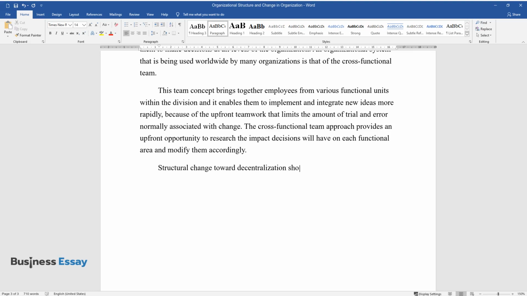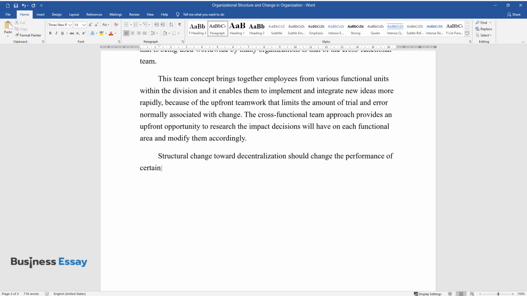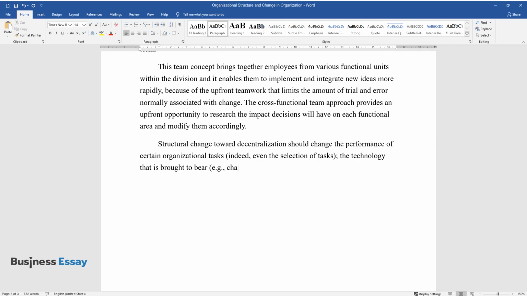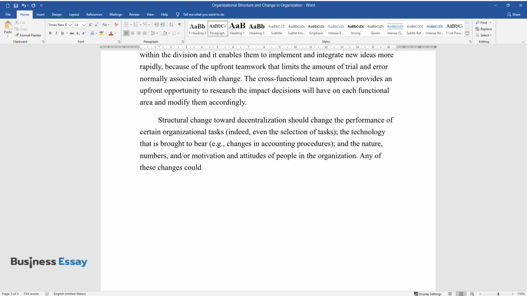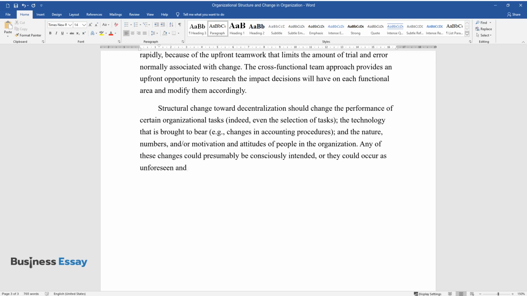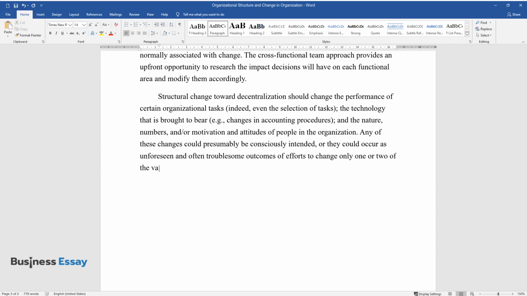Structural change toward decentralization should change the performance of certain organizational tasks, indeed, even the selection of tasks, the technology that is brought to bear, for example, changes in accounting procedures, and the nature, numbers, and/or motivation and attitudes of people in the organization. Any of these changes could presumably be consciously intended, or they could occur as unforeseen and often troublesome outcomes of efforts to change only one or two of the variables.